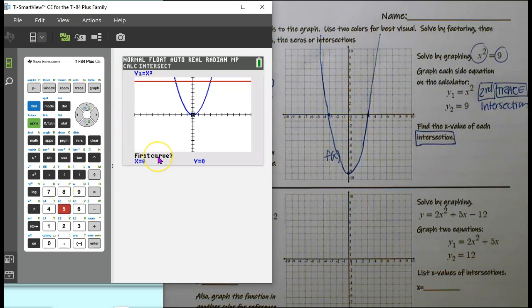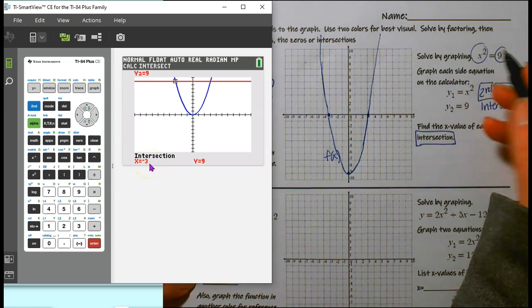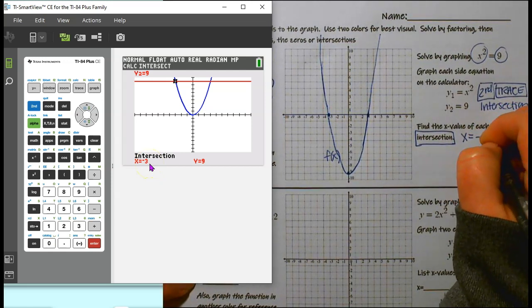And then it asks these questions. The first curve, is it blue? We say yes. Is the second curve red? Yes. Which intersection do you want to find? So you have to tell the calculator or it won't know which one to find. Let's try this one, enter. And the intersection occurs at negative 3. So down here, I've got x equals negative 3.